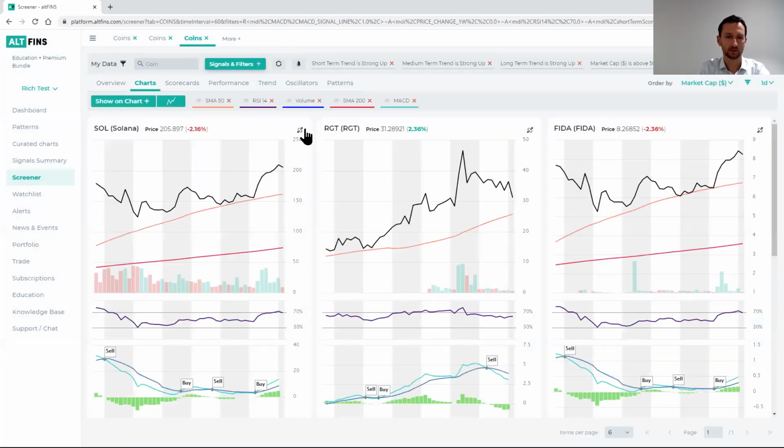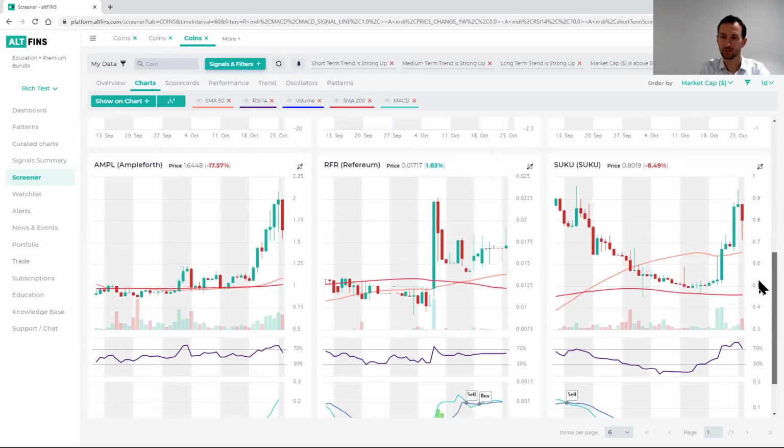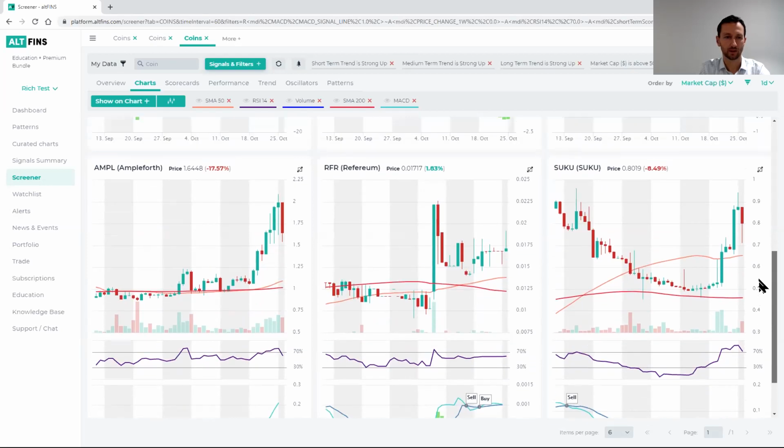Solana is down 5% from a day ago. Could be, but that's a small pullback. RGT looks like a bigger pullback in this picture. And Ampleforth looks interesting. Let's take a look at that.